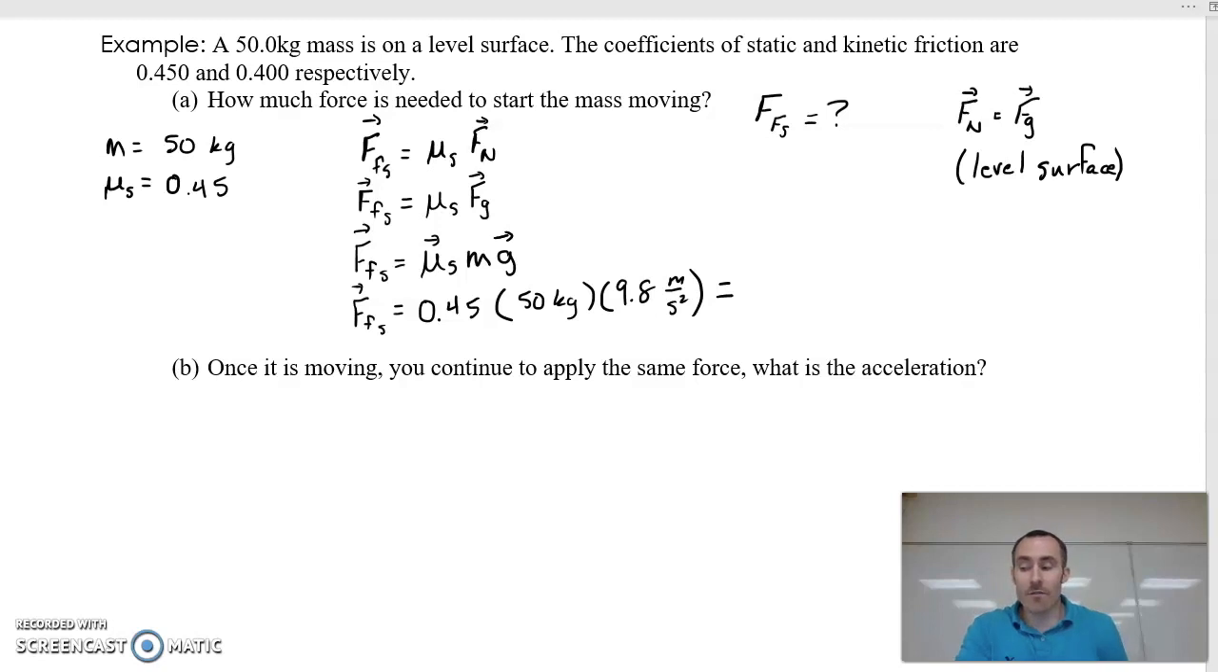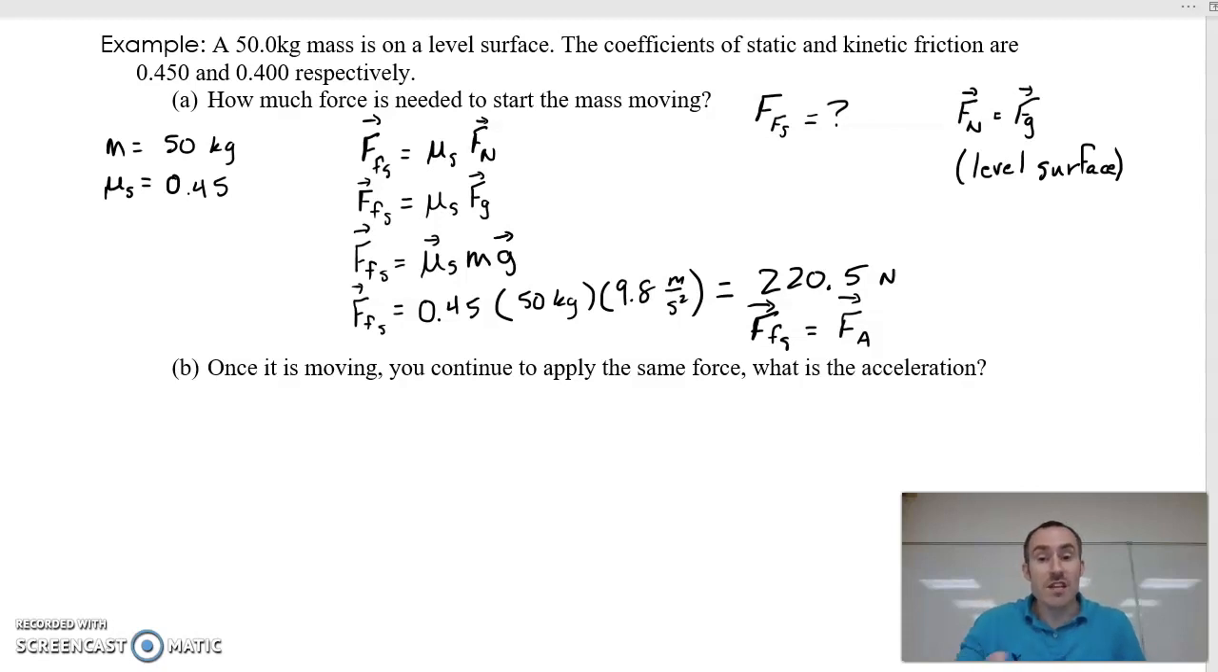And from that, we get 220.5 newtons. And that's going to be backwards because that's friction, but what we're actually looking for is how much force is needed to start the mass moving. And so the last thing that we should say is that the force of static friction is equal to the force applied. Basically, the applied force should be slightly larger, but the amount larger that it needs to be is so small that there's no need to write it down. Okay, so we're not going to bother with that.